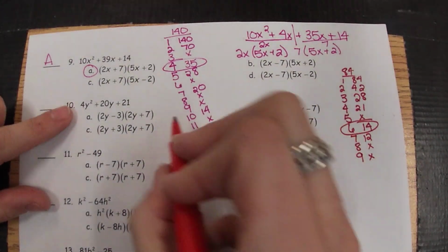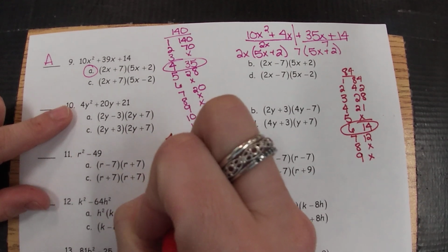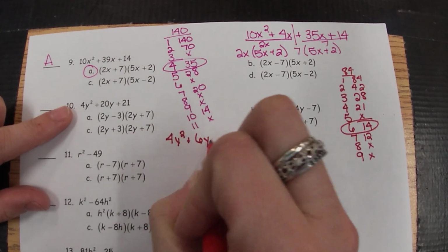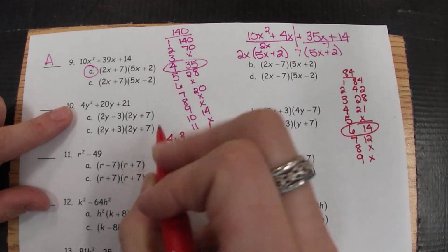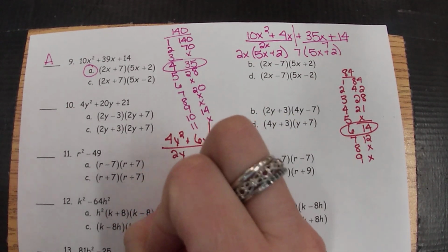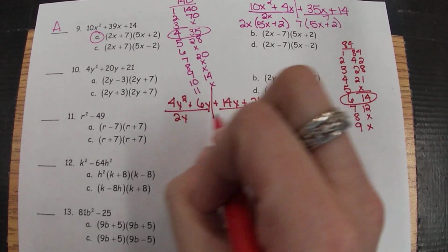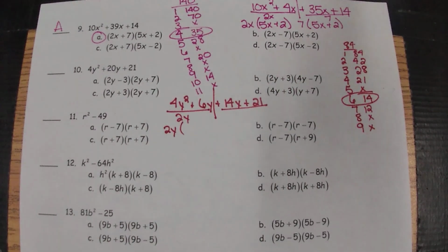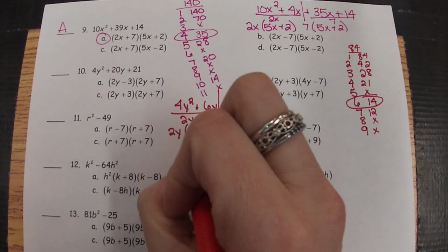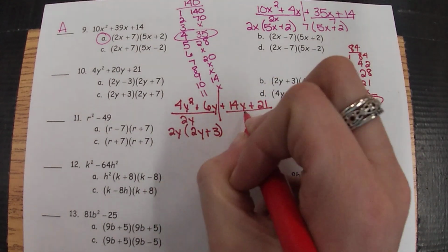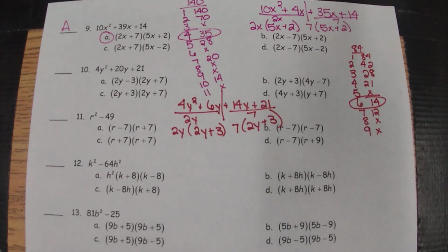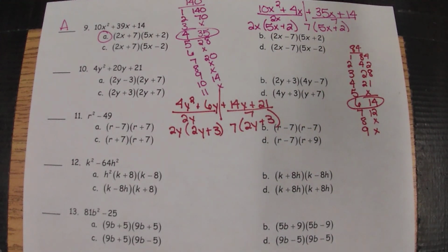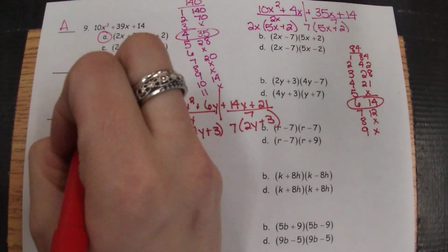Again, this one has to go into 4 terms. So 4y squared plus 6y plus 14y plus 21. And then we'll split in half. We have a GCF of 2y. So 2y times 2y plus 3. Over here is 7. So we need a 2y plus 7 and a 2y plus 3, which is C.